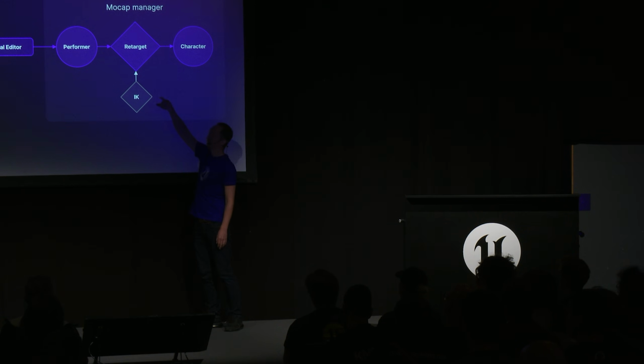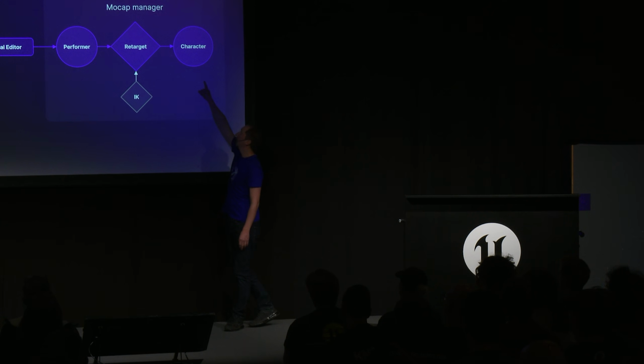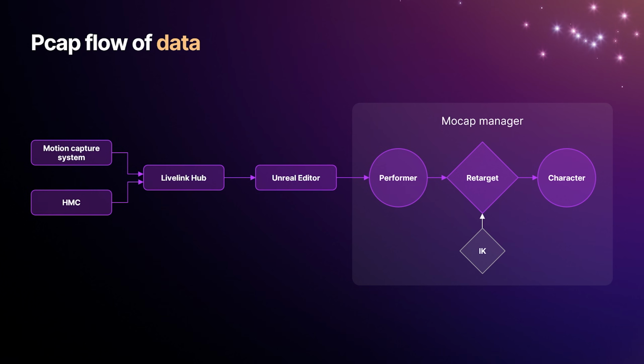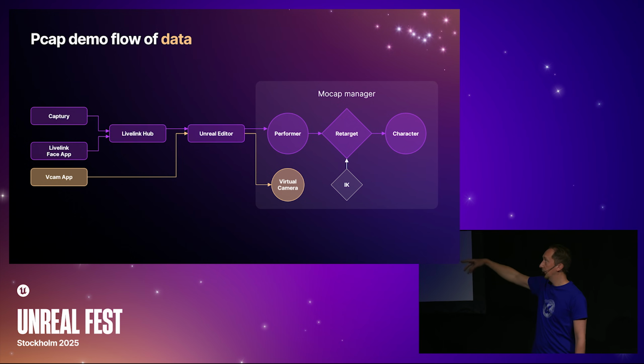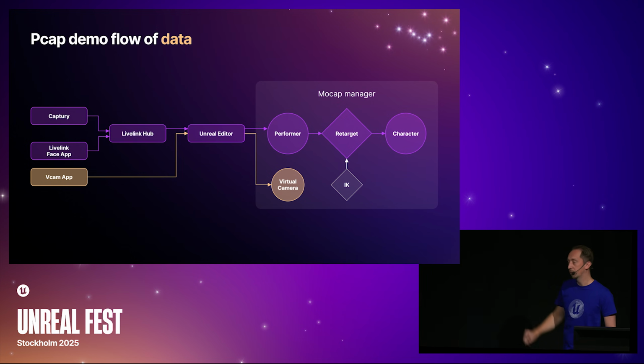So this is kind of like an animation remapping phase, and you'll see the benefits of doing that shortly. In the case of our demo, we're using Capture with the LiveLink Face app with an iPhone on an HMC. And we're also going to have a VCam as well, because I think it's important to remember that the camera is itself a performer. That makes a slightly different path into the engine.